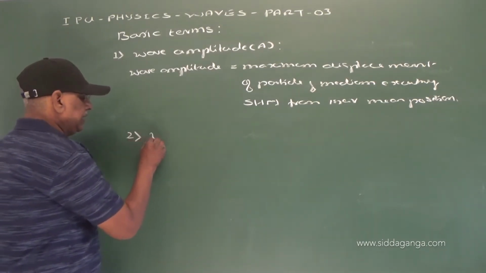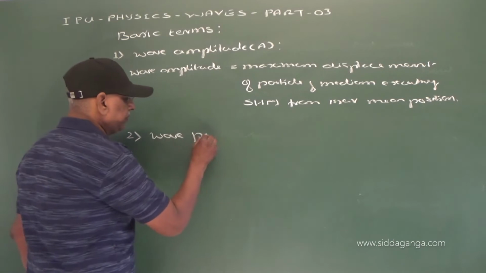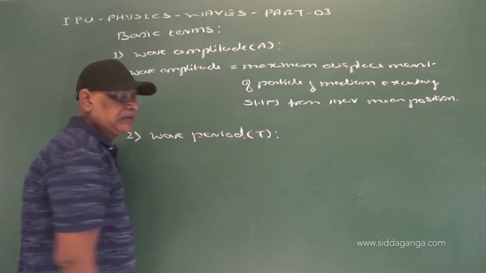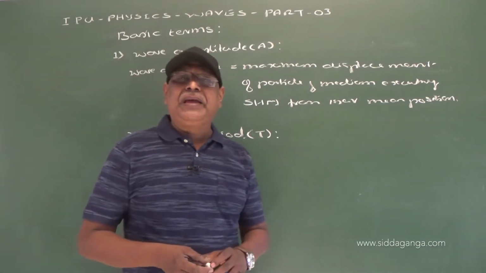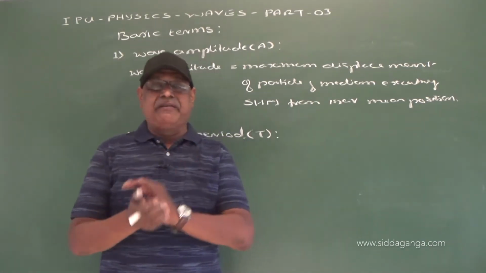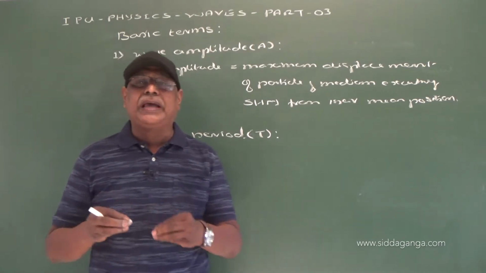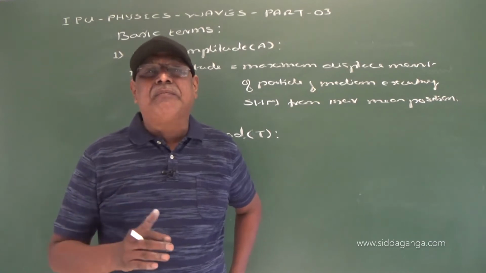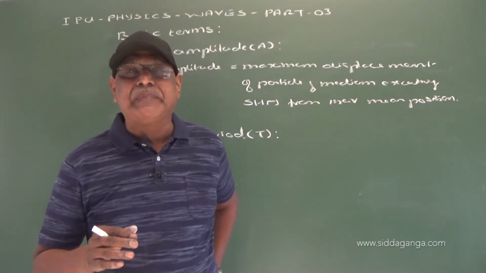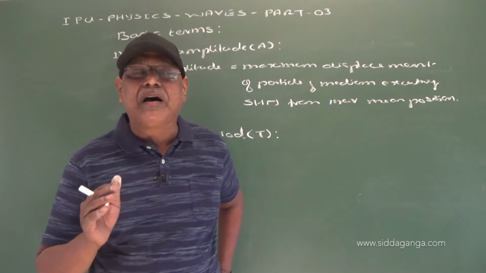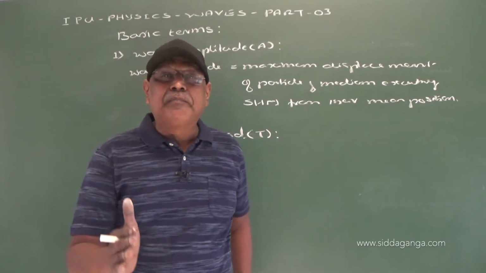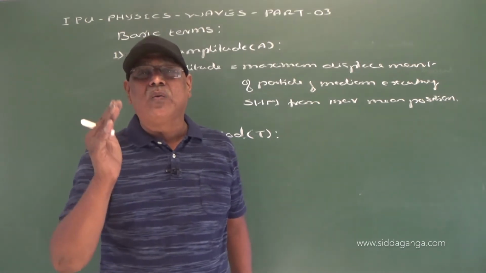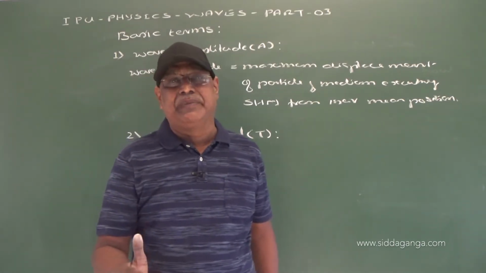Number two, it is wave period, that is T. Wave period of a wave propagating through a medium is the time taken by the particles of the medium executing simple harmonic motion to complete one simple harmonic motion, or one oscillation, or one vibration.